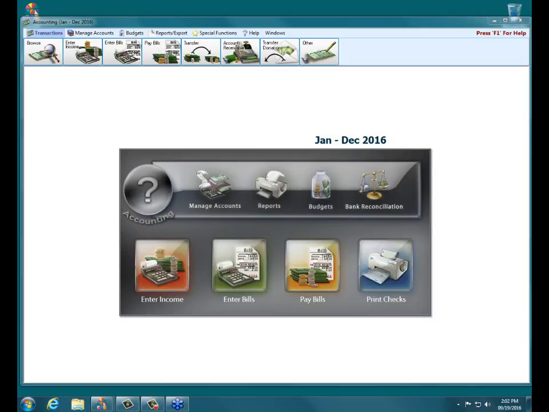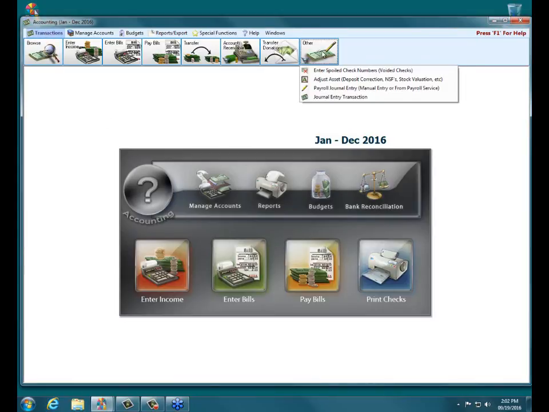So how we explain it in the book is, well, first of all, we go up to transactions in the top left, and we go up to our other menu up here at the top there. Everybody should see my drop-down menu. Under other, we've got our enter spoiled check, we've got our adjust asset, which is also a journal entry too, by the way. Our payroll journal entry, or manual entry, or from a payroll service. We're not going to really speak about that today. And then we've got our general journal entry transaction, which is what we are going to work with today.